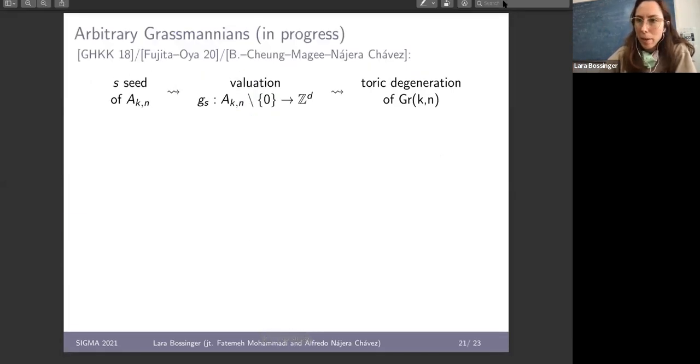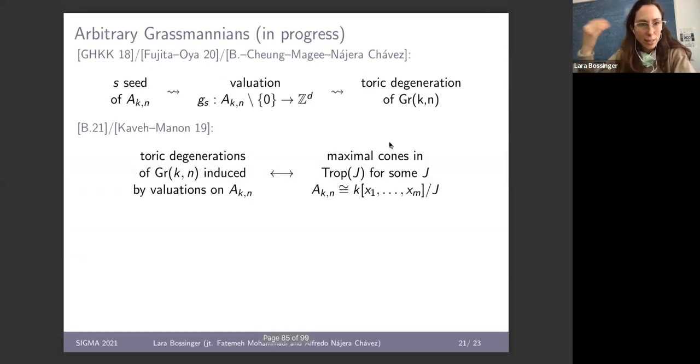And then maybe the last few minutes, I don't know how much time you will give me, I can say roughly what we can expect for arbitrary Grassmannians. What still holds true from the stories I told so far, from the point of view of cluster algebras, is these valuations. I can still construct principal coefficient algebras. I still have these g-vector valuations, and I still have toric degenerations of the Grassmannian. So I still have this motivating result that gives me a relation between the toric degenerations I get this way and maximal cones in the tropicalization of certain ideals.